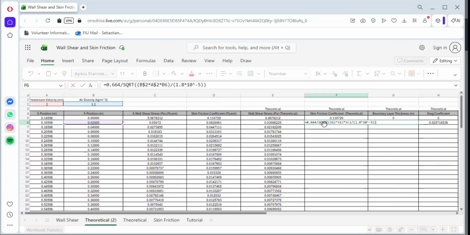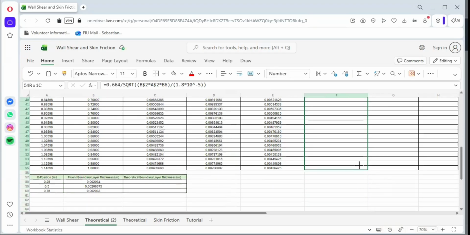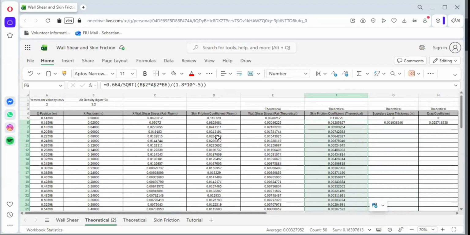All right, so moving on to the skin friction coefficient. This equation consists of 0.664 over the Reynolds number in the x direction. So right here we have all the components of that. And for the Reynolds number, I'm just using rho v x over mu. So here it is, and we get this number right here. I'm going to drag it down to expand that and paste it onto all the cells. And this is the other skin friction.